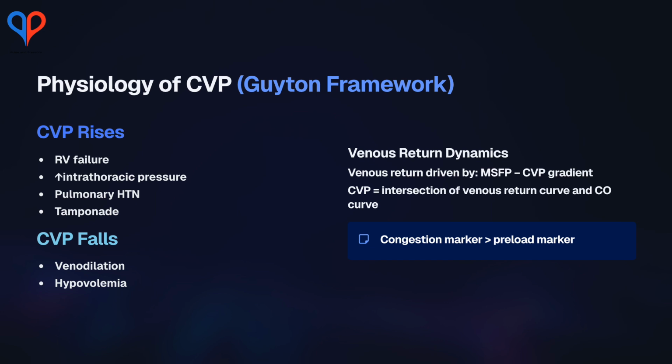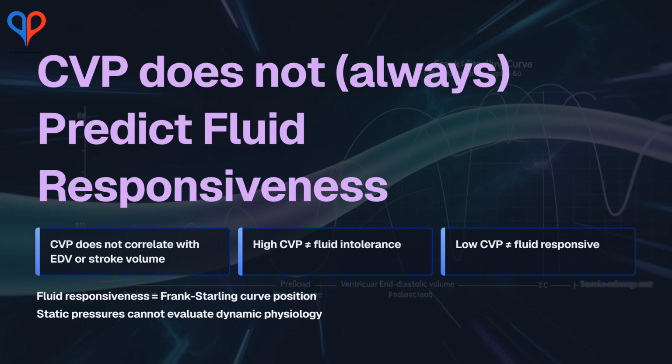CVP rises when RV afterload increases, when the RV fails, when intrathoracic pressure increases, or when fluid is trapped by pericardial constraint. CVP falls with venodilation or hypovolemia. In Guyton's model, CVP is the pressure at which venous return and cardiac output curves intersect, making CVP a marker of congestion, not preload. Decades of research confirm that CVP does not predict fluid responsiveness. It does not correlate with end diastolic volume or stroke volume.